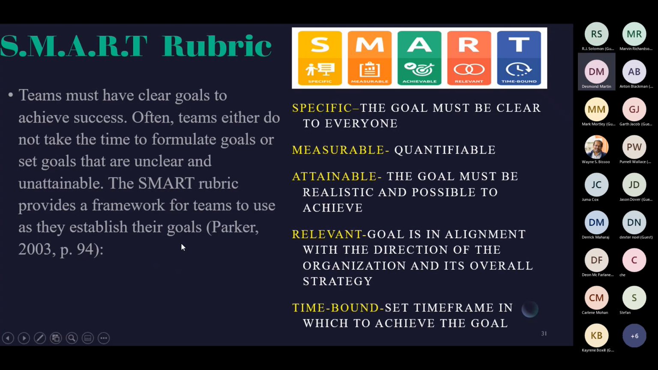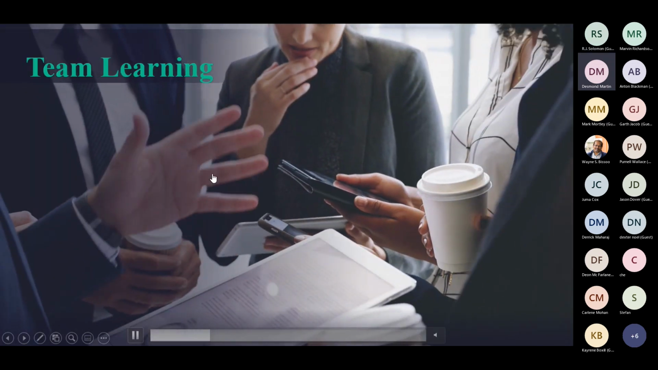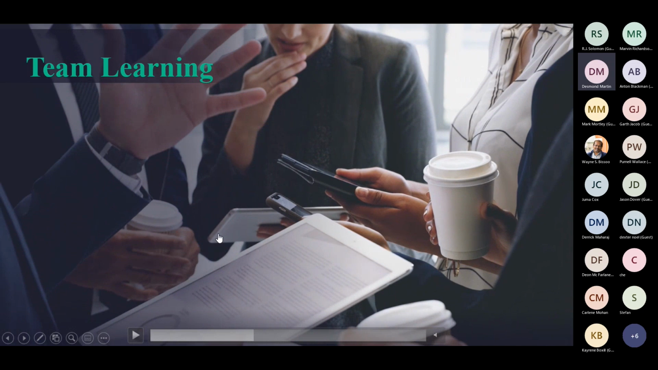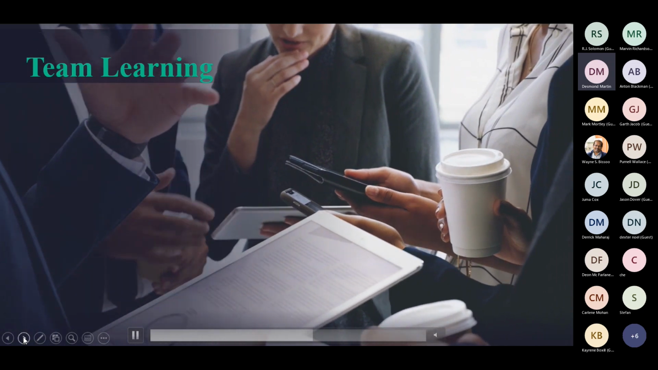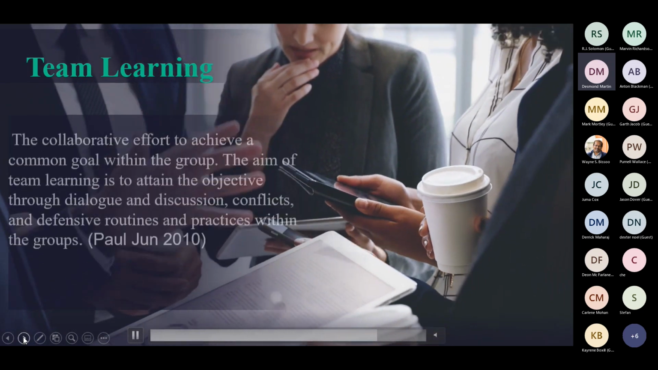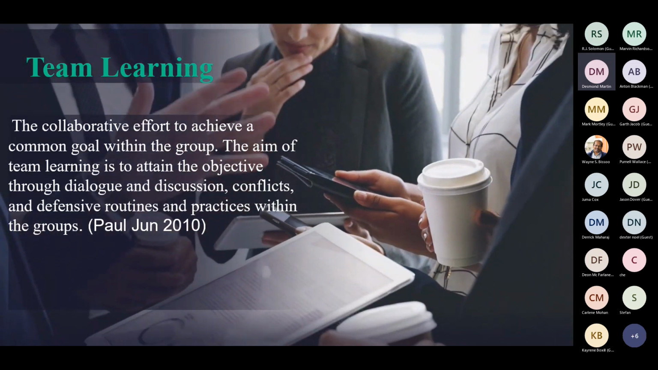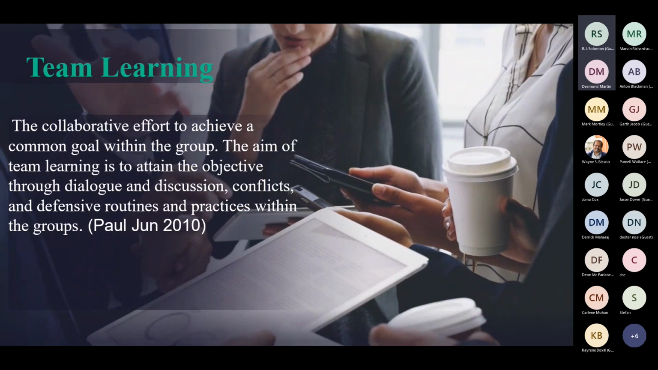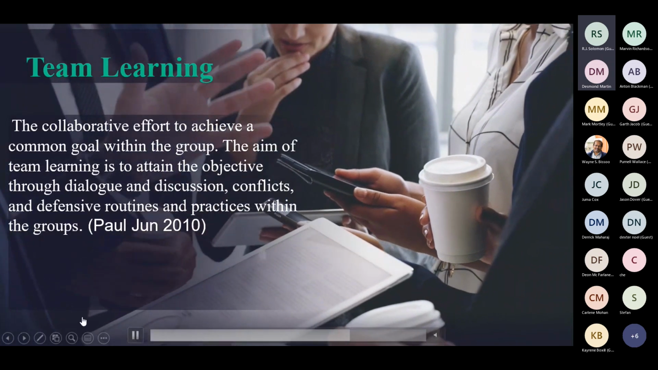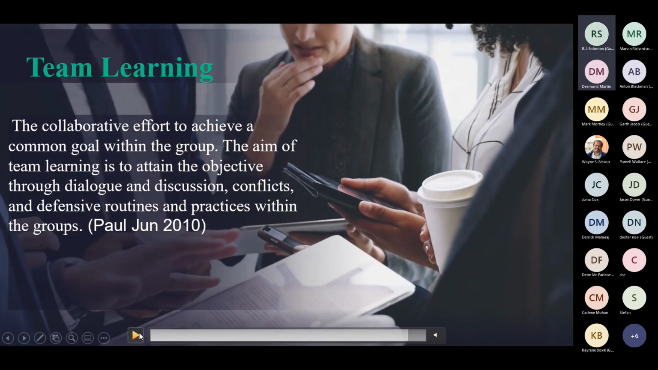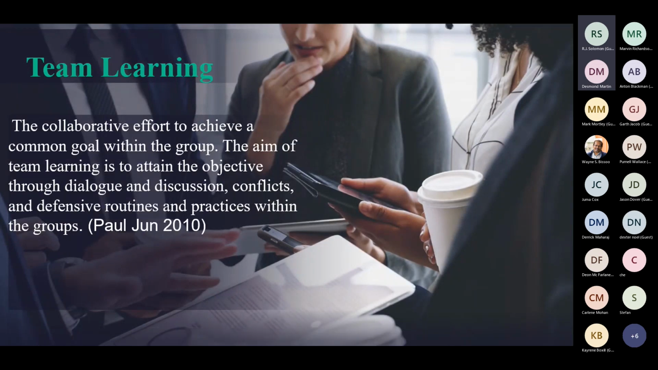Next. Team learning. The collaborative effort to achieve a common goal within a group. The aim of team learning is to attain the objective through dialogue and discussion, conflicts, and defensive routines, and practicing within the groups.